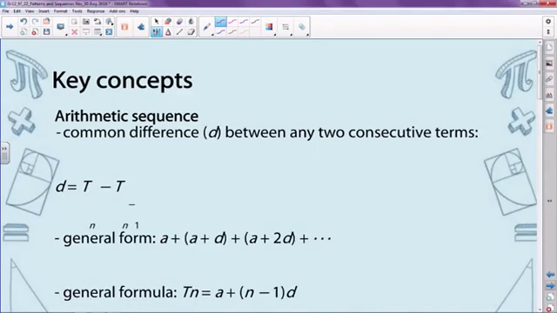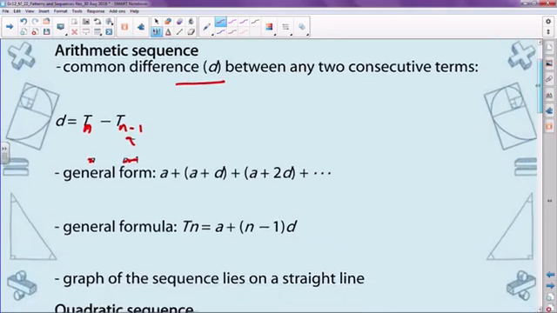So remember, in an arithmetic sequence, what we always get is a common difference, which we call D, between any two consecutive terms. So your common difference D is given by Tn minus Tn minus 1. Basically, it's the consecutive terms that you are looking at, and you're taking the difference between those terms and making sure that they are the same, and that will give you your common difference.